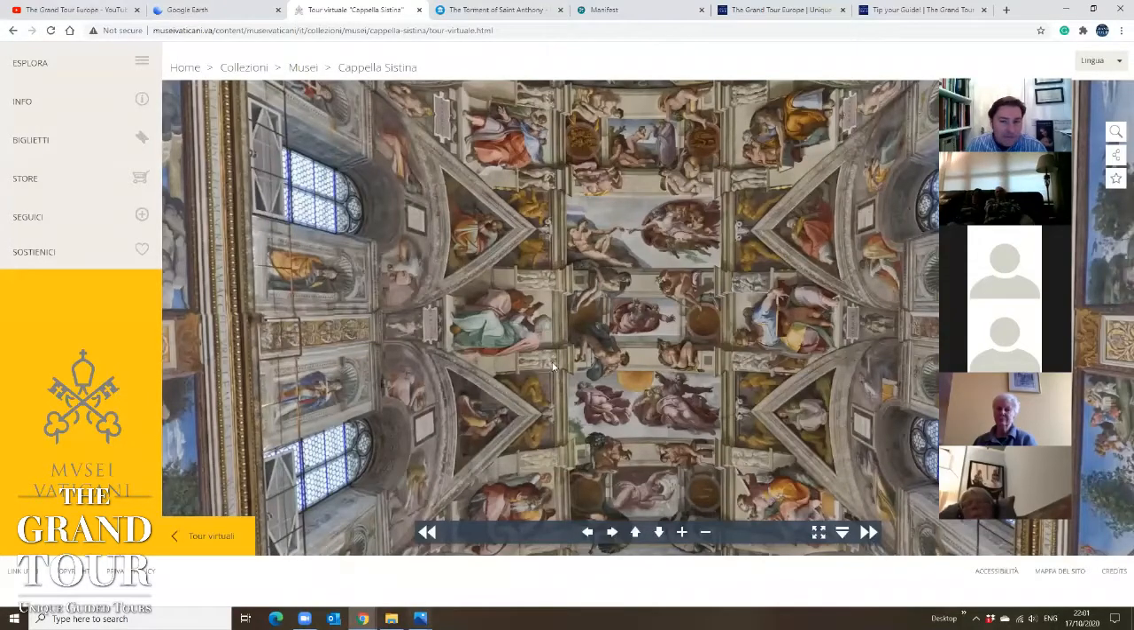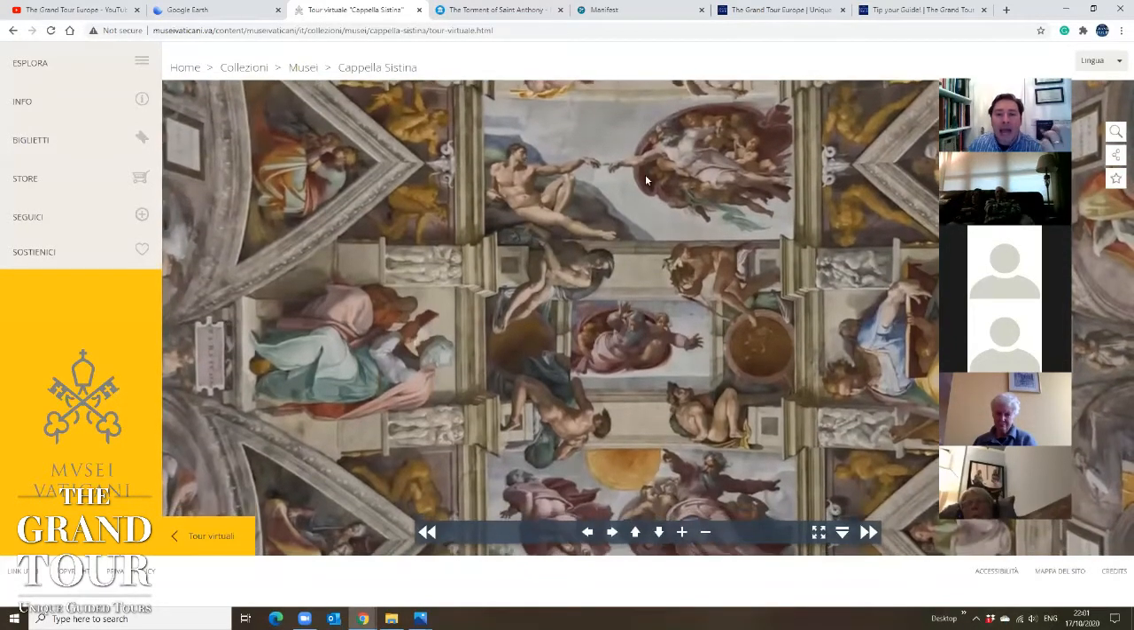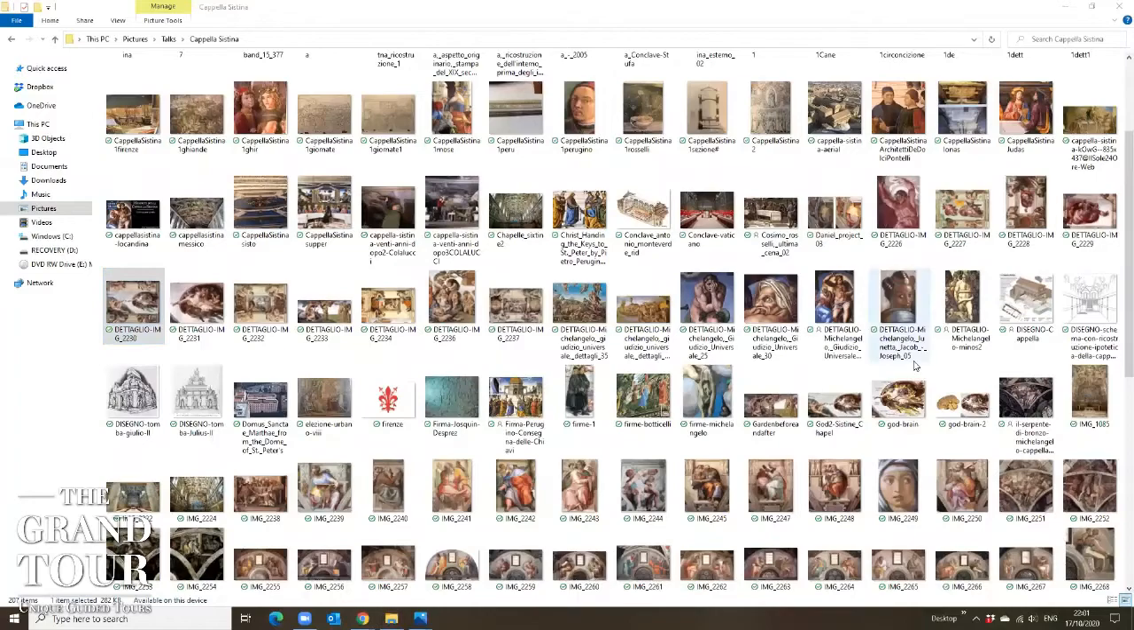In the fingers getting close but not touching, there's about an inch, about 2 centimeters, a gap between the two. There is as well the gap between man and of course God, which is quite a big difference.